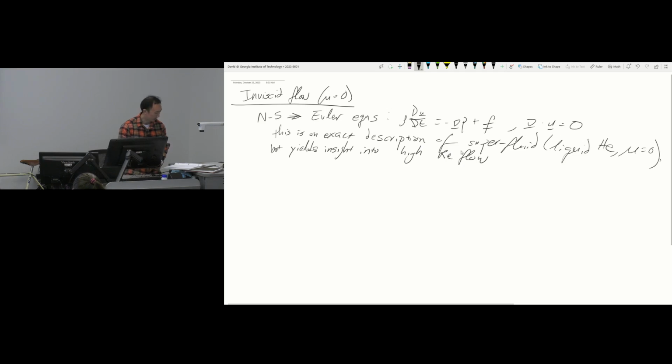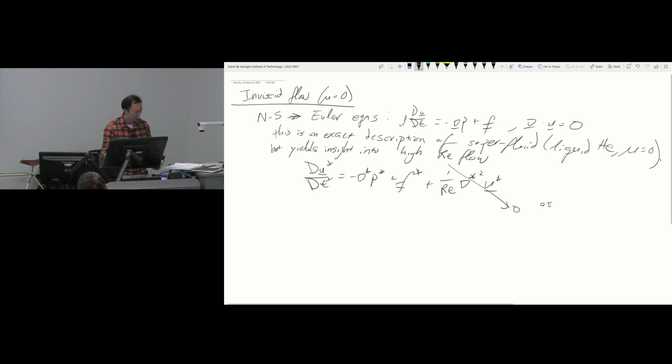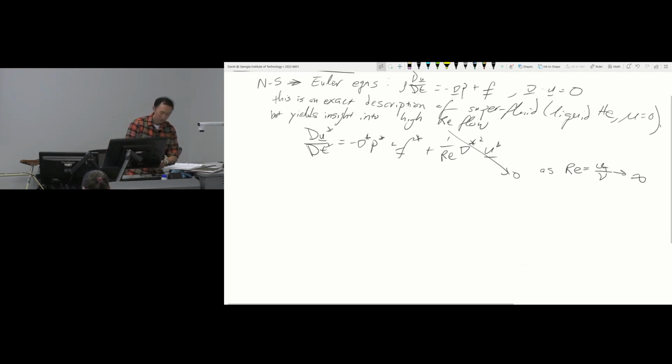So this yields insight into high Reynolds number flows. Because as we saw before, in the non-dimensionalized version of these equations, we have a 1 over Reynolds number here times this term. Okay. So as Reynolds number gets high, we get closer and closer to Euler's equations. All right.